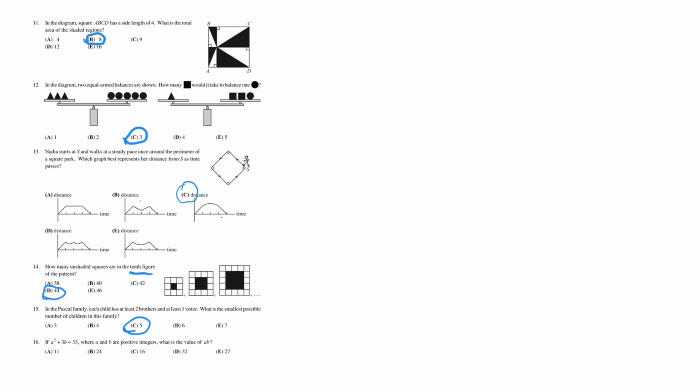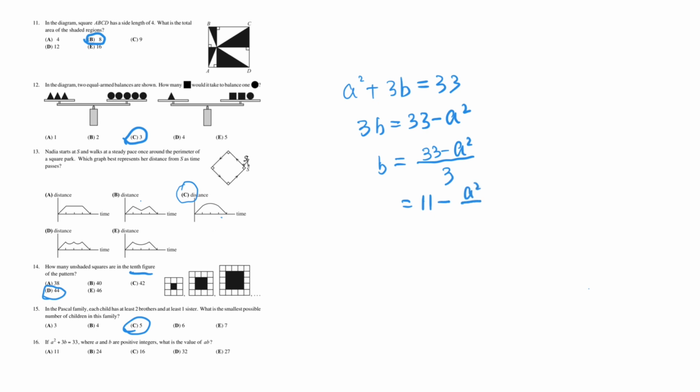Number 16. If a squared plus 3b equals 33, where a and b are positive integers, what is the value of ab? A squared plus 3b equals 33. So 3b is 33 minus a squared, and b equals (33 minus a squared) divided by 3, which is also 11 minus a squared over 3.